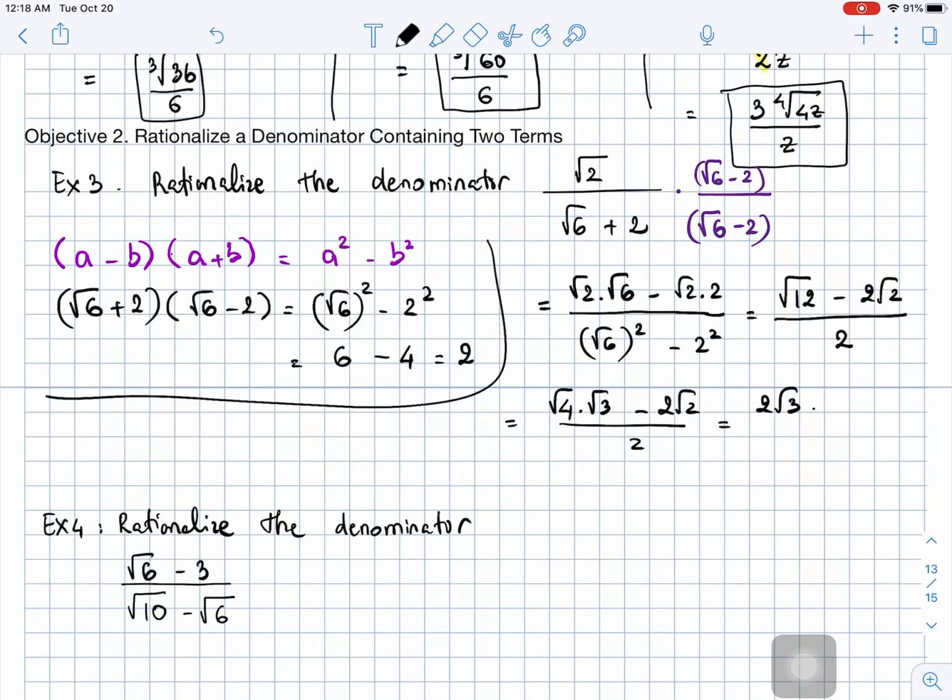We can simplify more for this. You look at the square root of 12. We are going to break it into square root of 4 and 3. So square root of 4 times 3 is square root of 4 times square root of 3. Square root of 4 is 2. Now you can factor out the 2 and then cancel the 2.